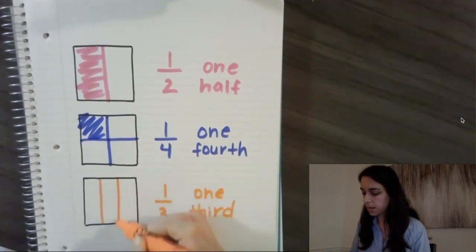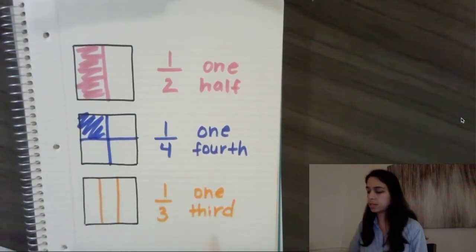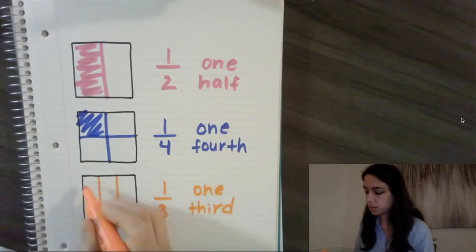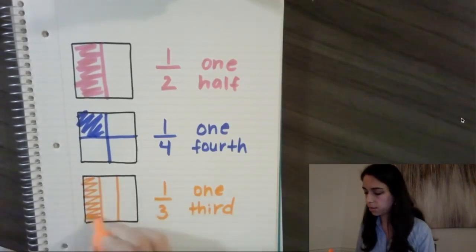Try my best there. Make 3 equal parts. And I need to shade in 1 to show 1/3. Today in math, we're going to talk about how equal parts don't always have to be the same shape.